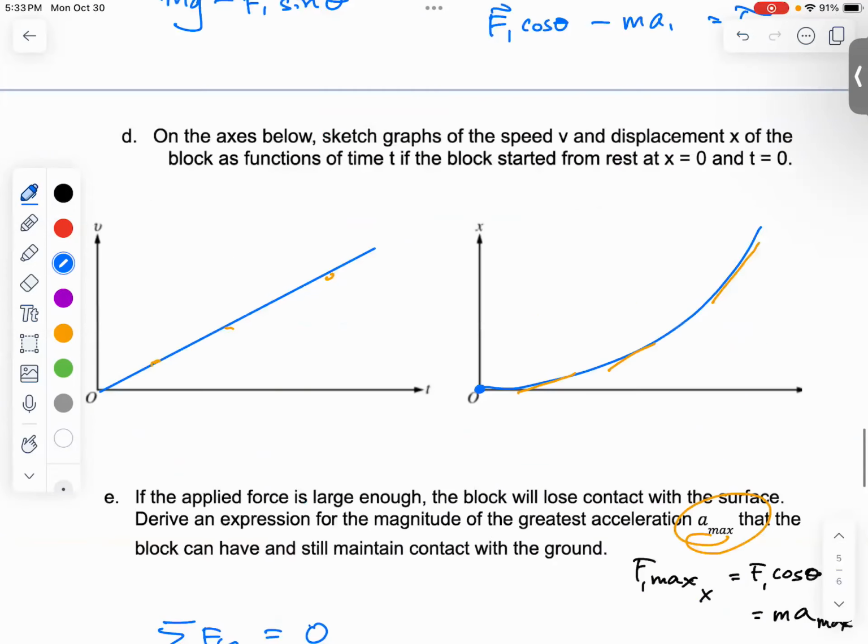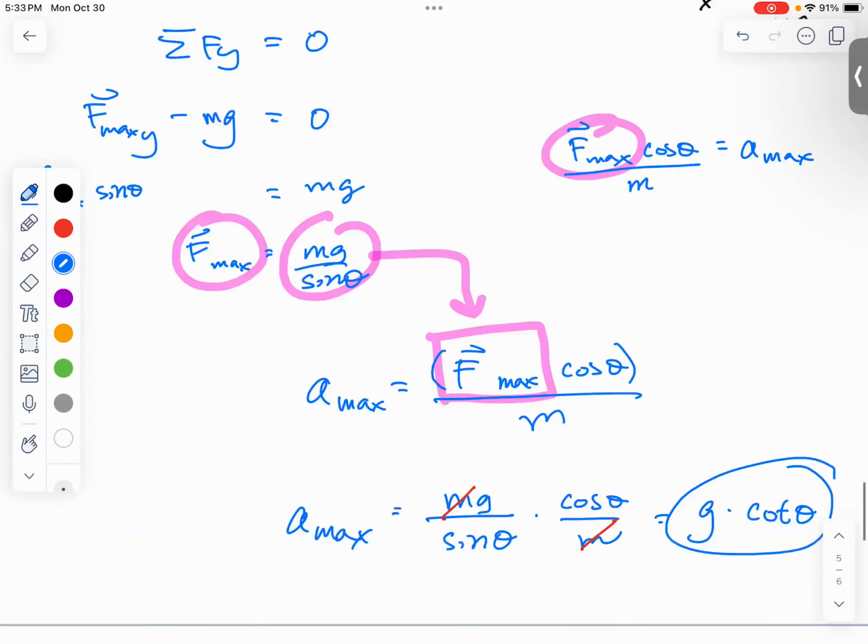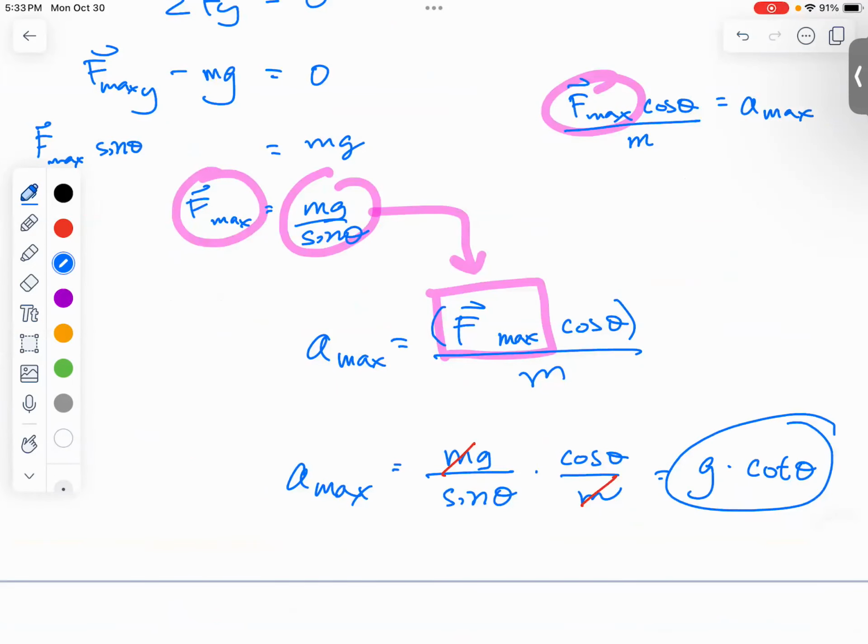Which one? Cotangent, which is 1 over tangent. So tangent is sine theta over cosine theta. Cotangent, which you will learn in pre-calc very soon, is cosine theta over sine theta, which is the reciprocal of tangent. Oh yeah, that would definitely help.